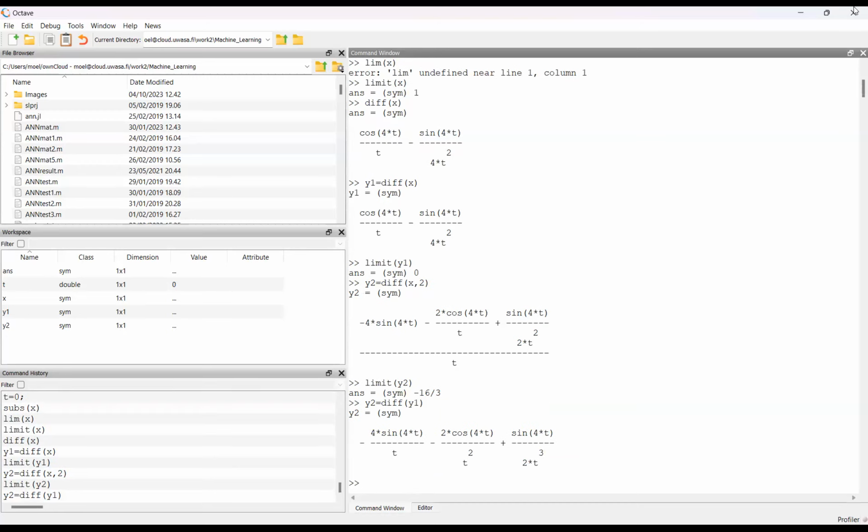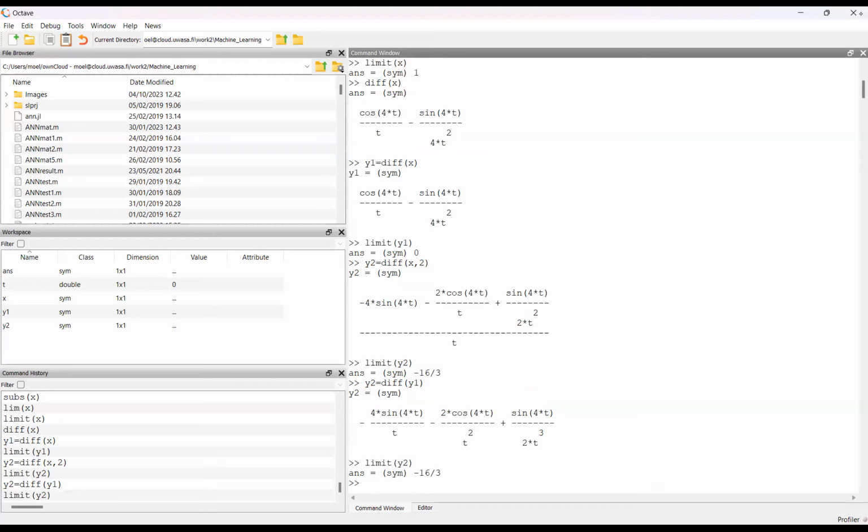Yes, it is. And in this case, if I take the limit of y2, there is one problem here, so it must be checked. There are some bugs sometimes. And if I take the third differentiation, it will be the differentiation of y2 or of x, three times, this way.